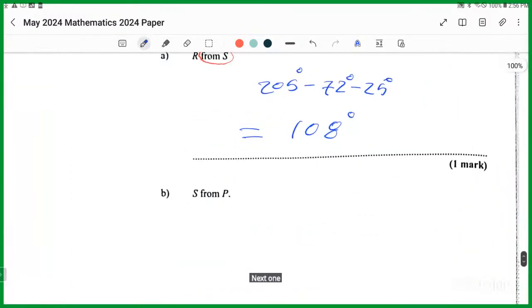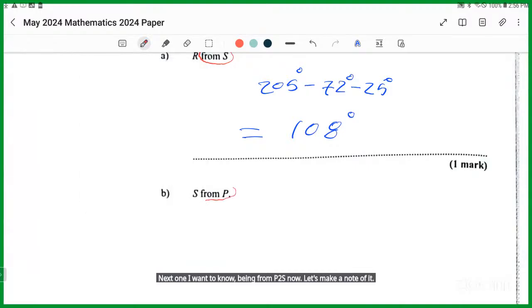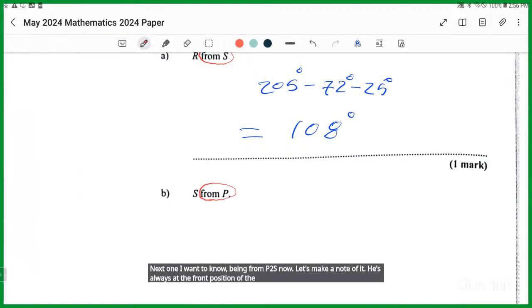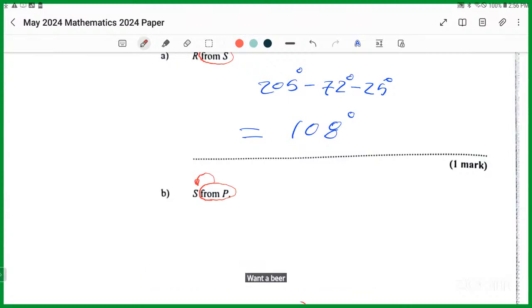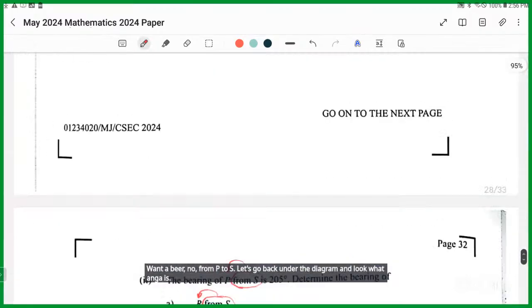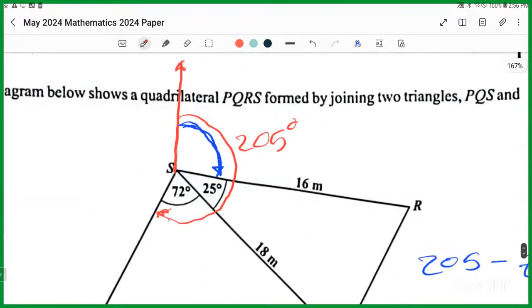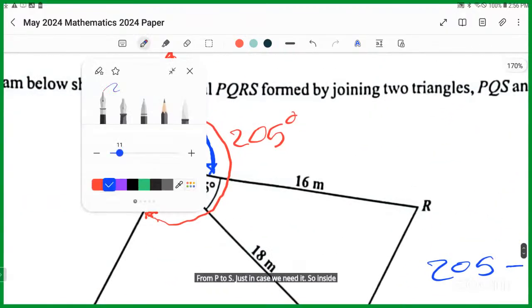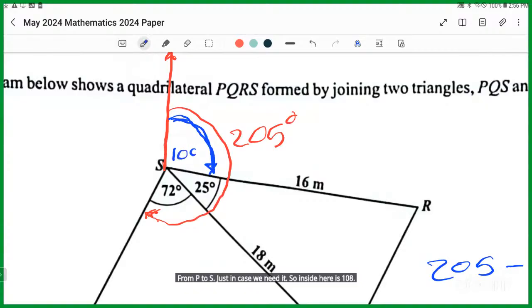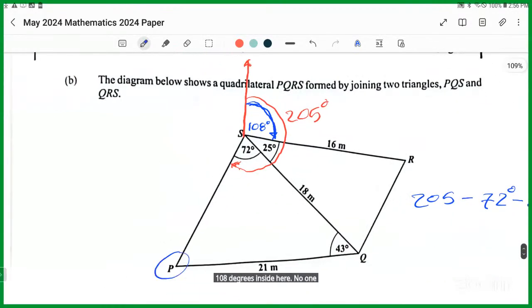The bearing from P to S now. Let's make a note of it. It's always at the from position we measure the bearing. So it's from P to S. We want the bearing now from P to S. Let's go back on the diagram and look at what that angle is. From P to S. We can put in the 108 that we just got, just in case we need it. So inside here is 108 degrees. Now from P to S, P here, so from P up to S.